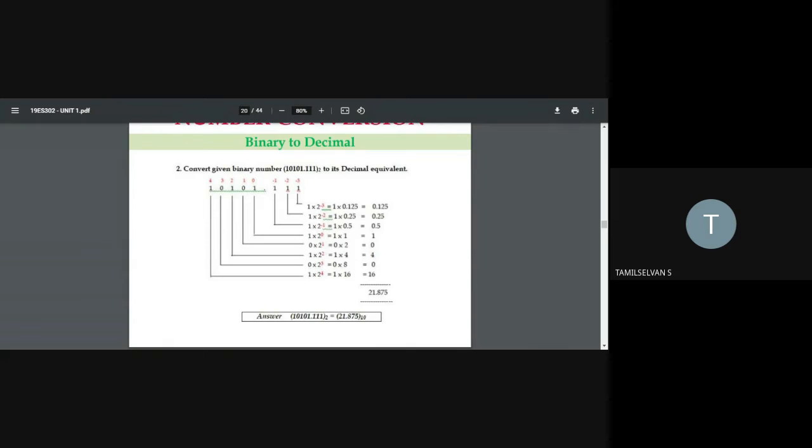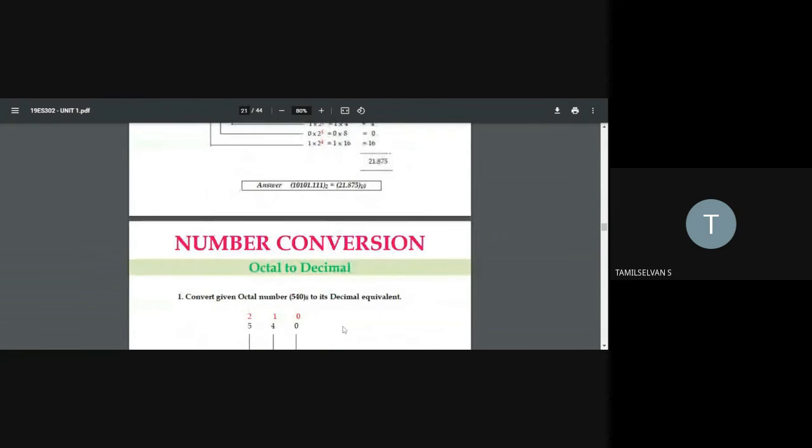So you can use any calculator for this operation, and also for this accuracy concept. So the final result will be 21.875 to the base 10. Next I can move to the other number system.